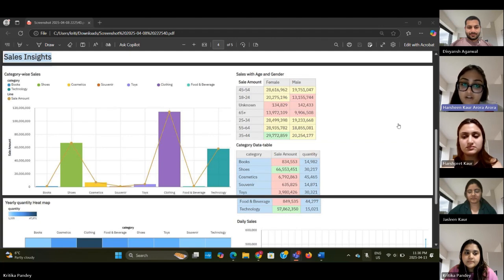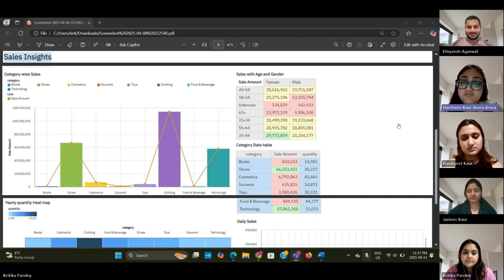From a customer demographic perspective, females aged 35 to 44 and 25 to 34 were the top contributors to revenue. Across all age groups, female customers consistently outspent male customers, signaling a high return audience. This makes the females from the age group 25 to 44 the ideal segment for targeted marketing and personalized offers.